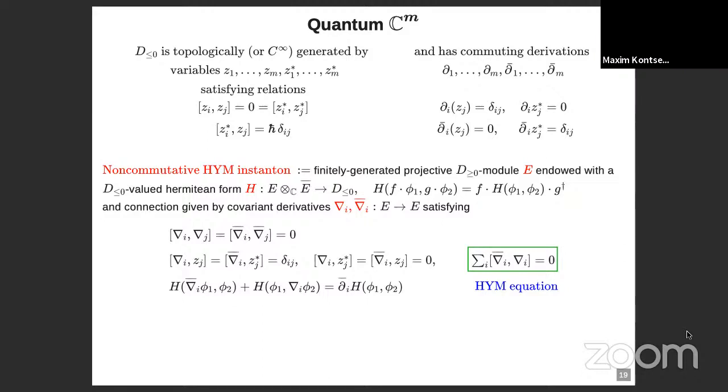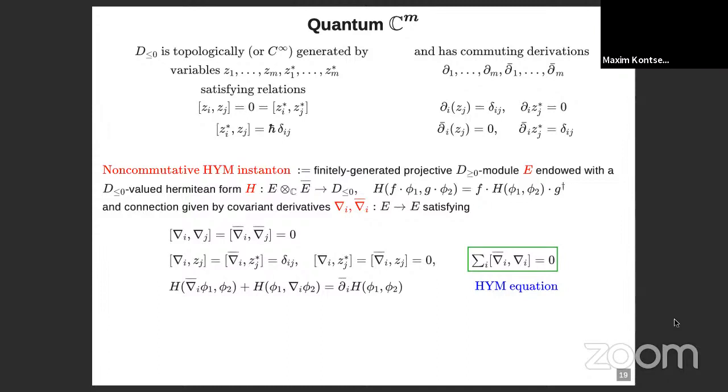And what is quantum C^m? Quantum complex vector space. It's a real vector space of dimension 2m, on which you choose m complex coordinates, z and z star, and they satisfy these commutation relations. You can go to real and imaginary parts to get the quantization of R^2m. And you consider, of course, not only polynomials, but some kind of C-infinity functions of appropriate type. And this algebra has a lot of commuting derivations. You can shift variables.